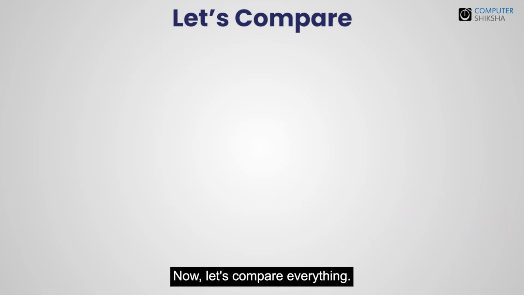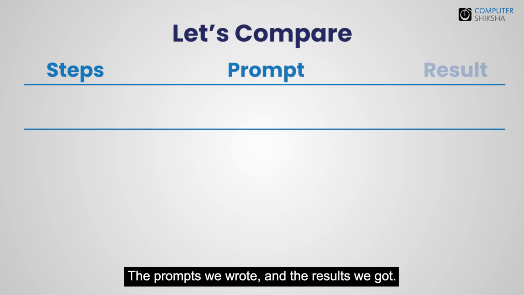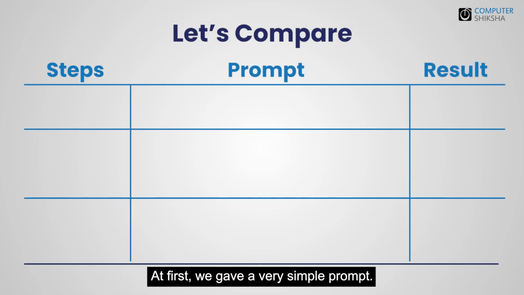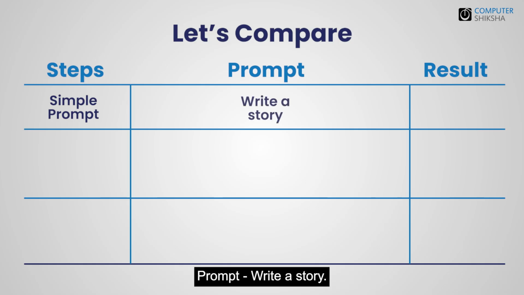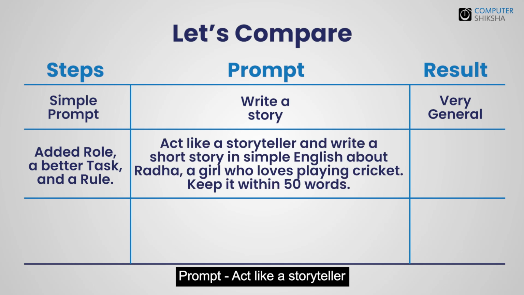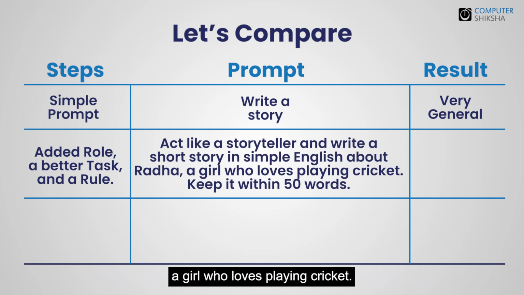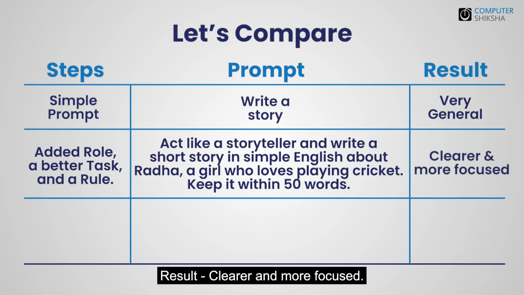Now, let's compare everything. Let's look at all the steps, the prompts we wrote and the results we got. At first, we gave a very simple prompt. Prompt, write a story. Result, very general. Then we added a role, a better task, and a rule. Prompt, act like a storyteller and write a short story in simple English about Radha, a girl who loves playing cricket. Keep it within 50 words. Result, clearer and more focused.